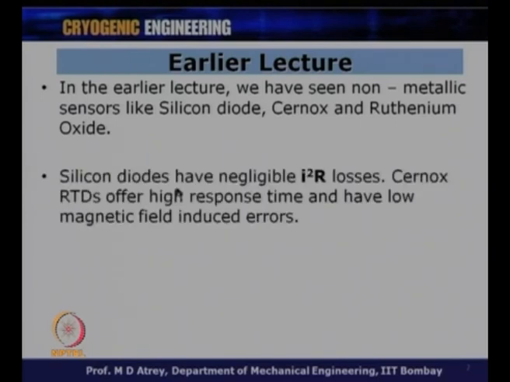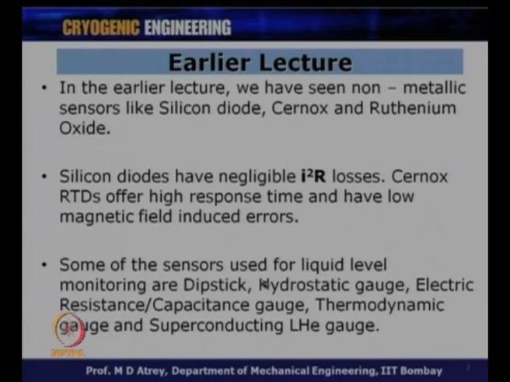So, we found that silicon diodes have negligible I square R losses because they have a 10 microamp current flowing through them. Cernox RTDs offer high response time and have low magnetic field induced error. So, whenever there is a magnetic field, Cernoxes will be preferred. We also saw the liquid level sensors to monitor the cryogen level: the principles on which dipstick, hydrostatic gauge, electric resistance capacitance gauge, thermodynamic gauge and superconducting liquid helium gauge function, and how they indicate the cryogen level or the liquid level.